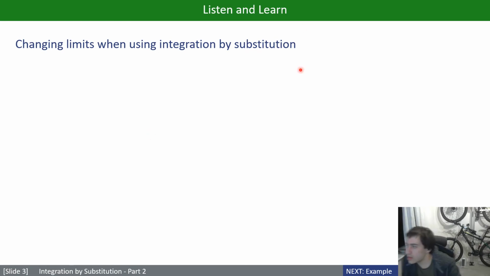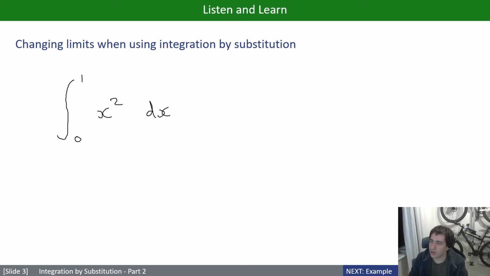Okay, and then the other thing I want to talk about when we're doing substitution is changing limits. So if you've got an integral, and let's just make one up for a moment. Let's say from 0 to 1 of x squared dx. In fact, I won't choose 0 and 1 because 0 sometimes causes problems. Let's say 1 and 2.